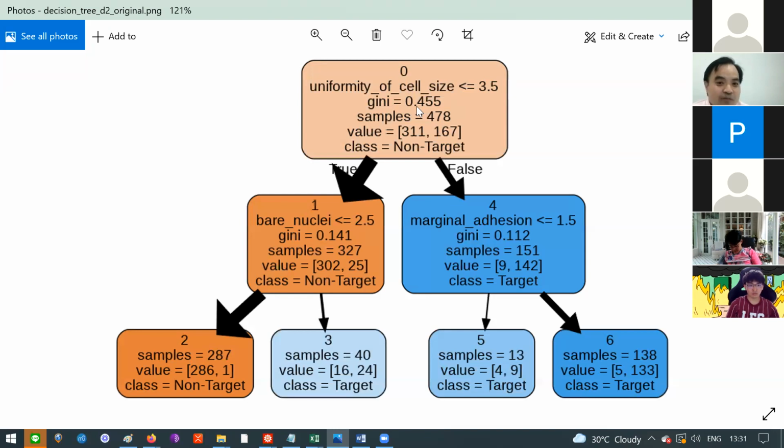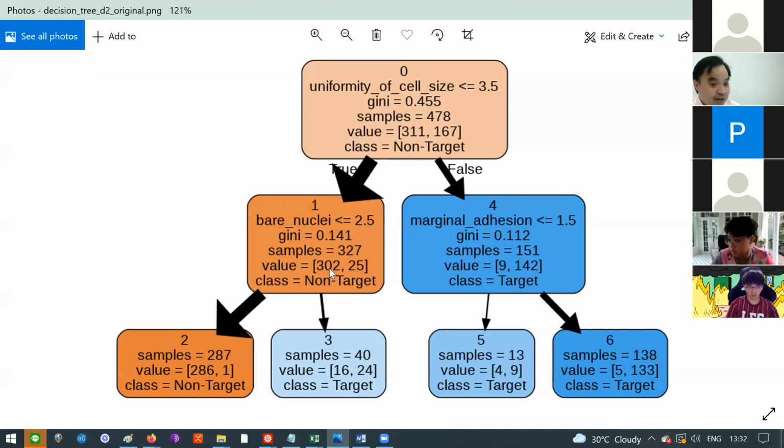You start with a Gini of 0.45, you break it down this way, you get a Gini that's even lower. Why is it lower? Because it has less mixing. When you have 2 to 1 mixing, it's not very pure. So they call this Gini impurity. For 2 to 1, so 2 non-target, 1 target, it's quite mixed. It's kind of messy. Everybody is mixed together, so it has high impurity.